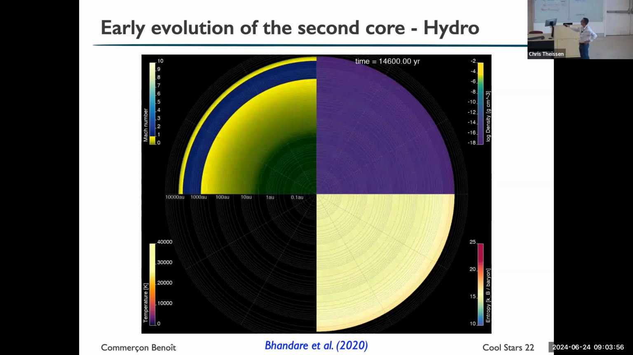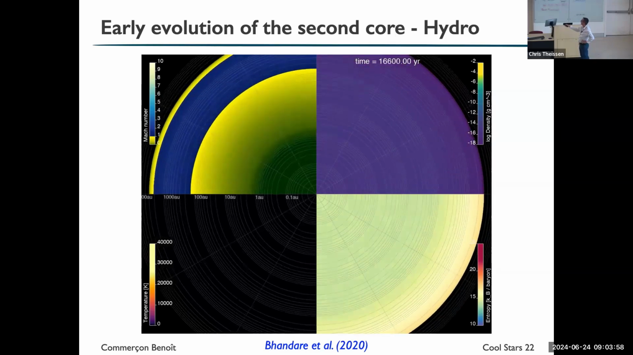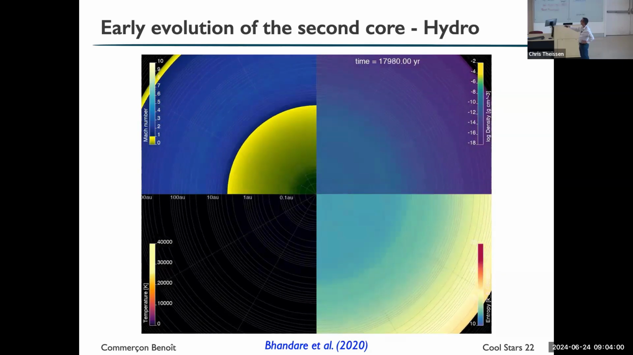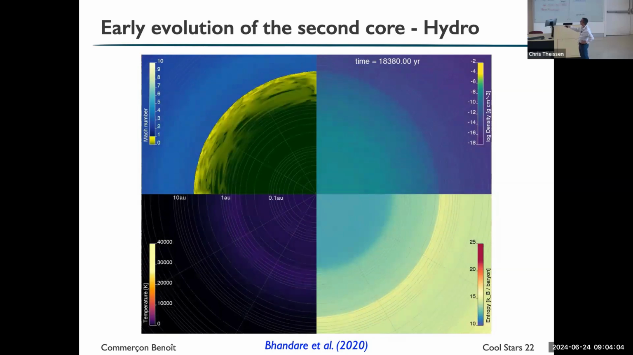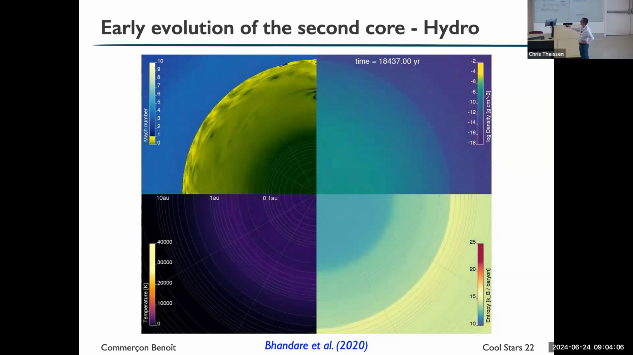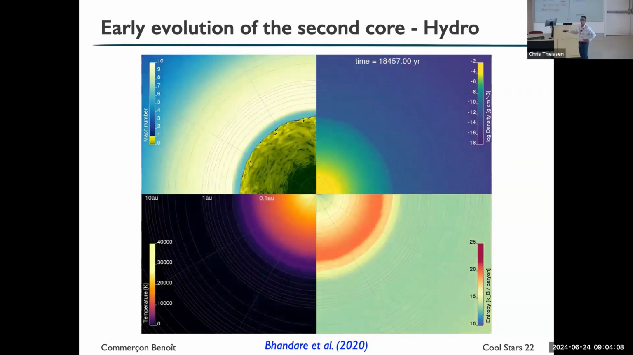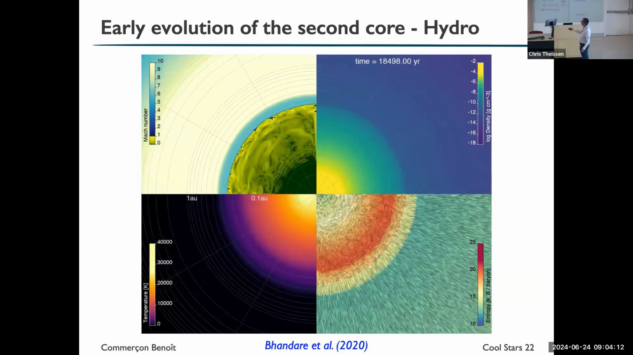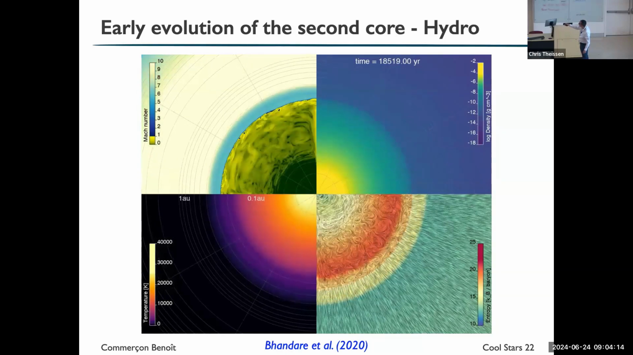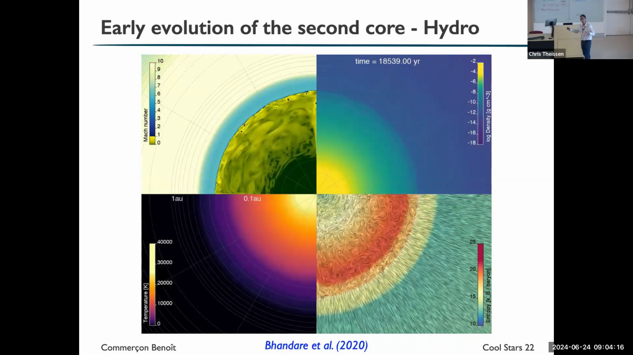So you see the first collapse that is proceeding, and then the first core that is forming. This first core will increase its temperature at the center, and it will trigger the second collapse right now. And you see the second collapse is very fast. Okay, it's almost instantaneous. So you see the second core that is forming. The second core is expanding, growing in size.